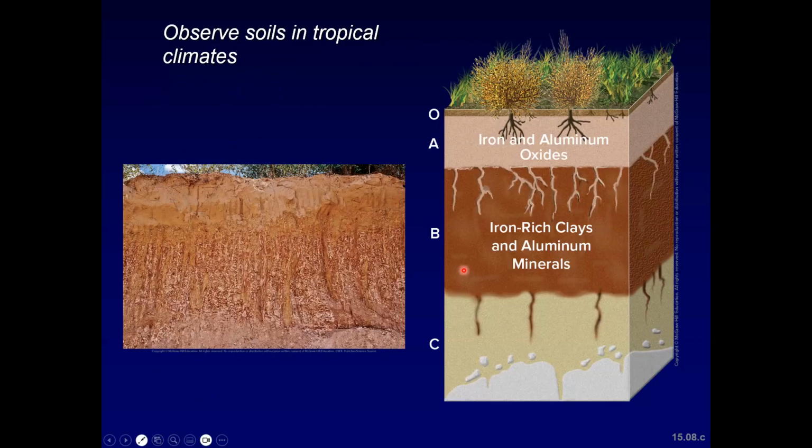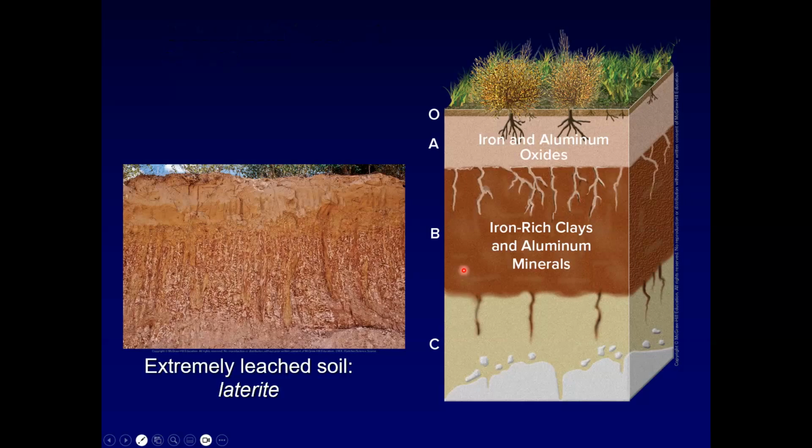So here's some soils in tropical climates. We talked about those having the greatest rate of weathering due to high temperature and high amounts of precipitation. So abundant rainfall leads to intense chemical weathering and washing of material out of soil. From that, you get a lot of clays and leached materials. We can call that a laterite, an extremely leached soil.